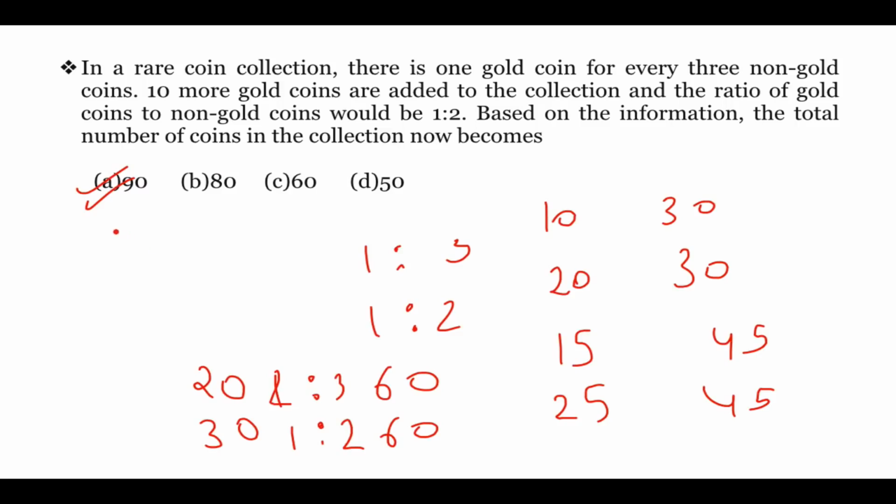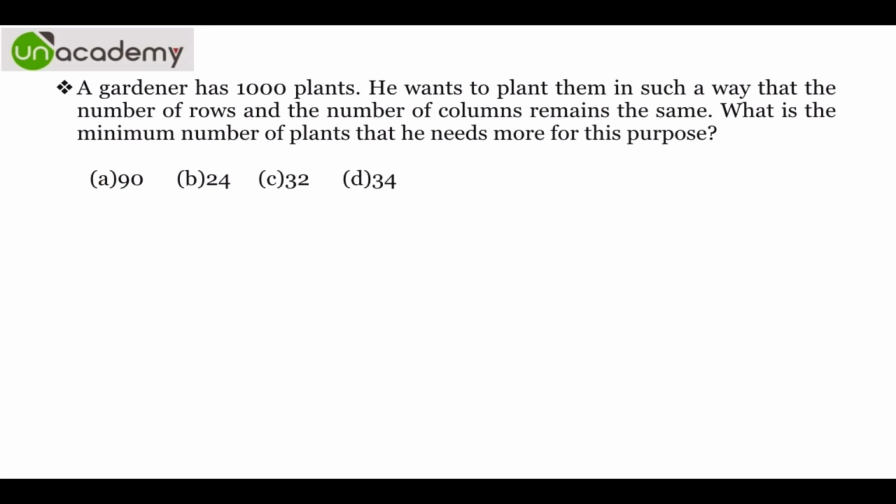People can start with, let's say, x gold coins, so there have to be 3x non-gold coins, then x plus 10 is equal to 2x. You can solve it this way, but it will take you much more time than this approach. Start with the smallest figures 1 and 3, add 10, still not right, then add 5, then add again 5. This is how you do it.